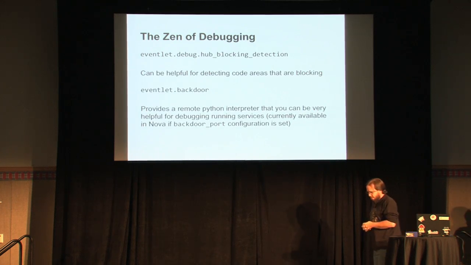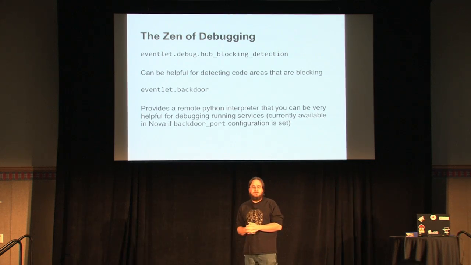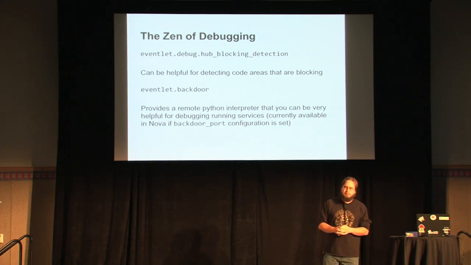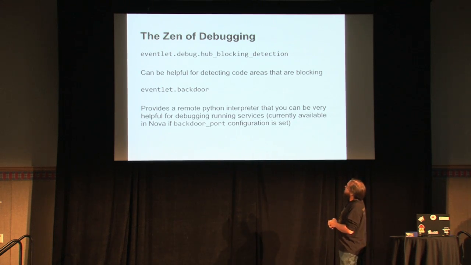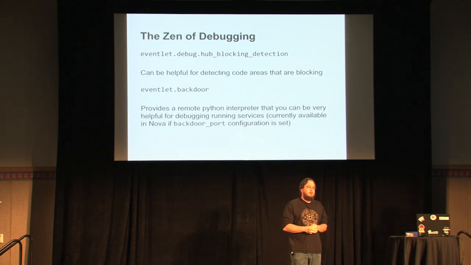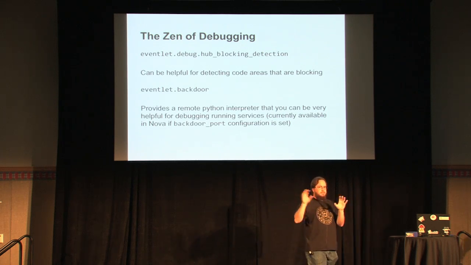So, the Zen of debugging. Debugging Eventlet can be a bit difficult, as with all async frameworks. There's a couple of tools that help us with that. There's the Eventlet debug hub blocking detection. If you set that up within your server, it sets up a special little timer on all the stuff that's going on.